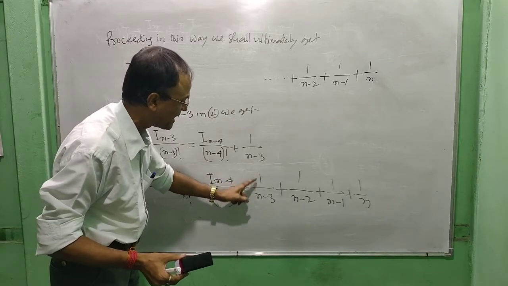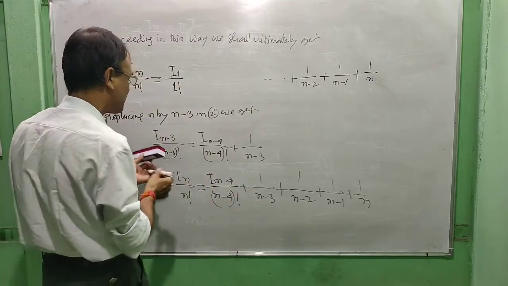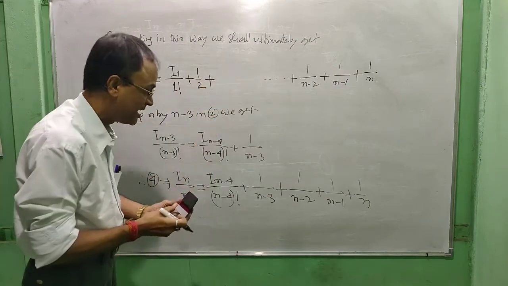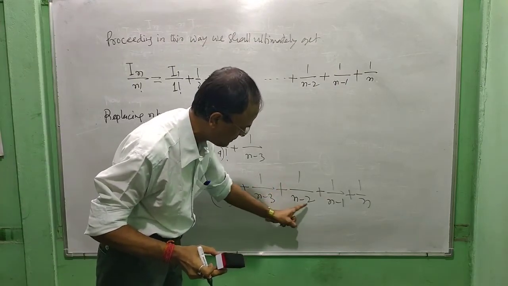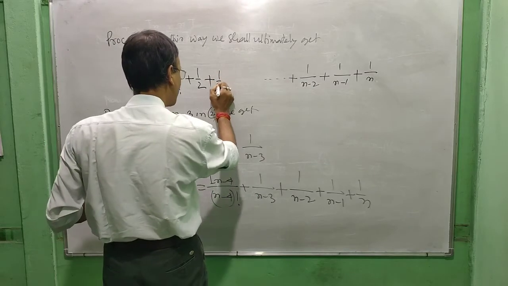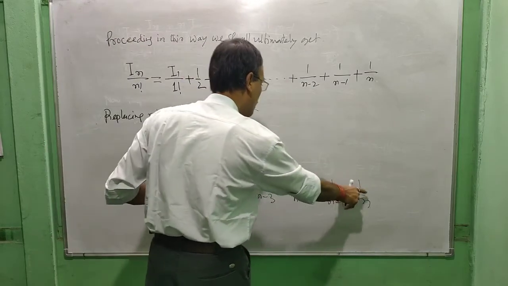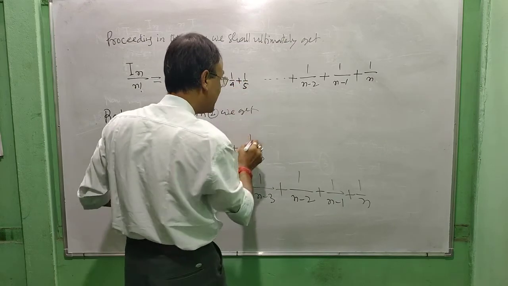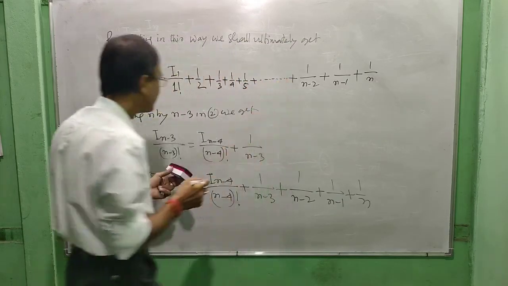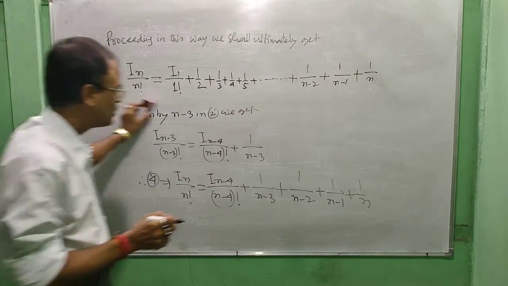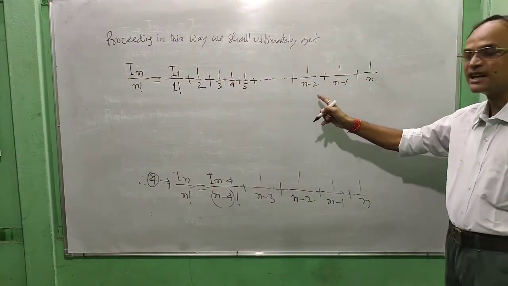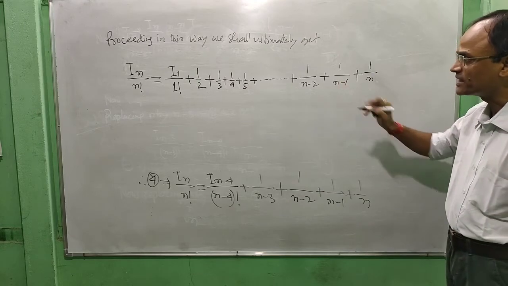If you put n is equal to 5, 1 by 5 minus 3 equal to 1 by 2. Next term will be 1 by 2 plus, n is equal to 5, put 1 by 3 plus 1 by 4 plus 1 by 5 plus dot dot dot. Right? We will get ultimately this term. Perhaps you understand this one.